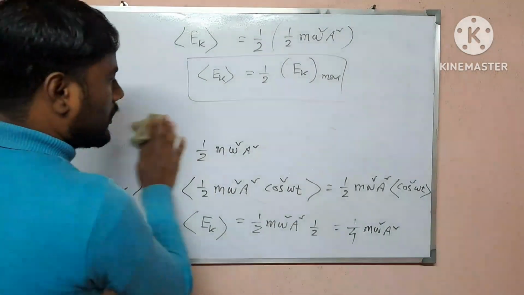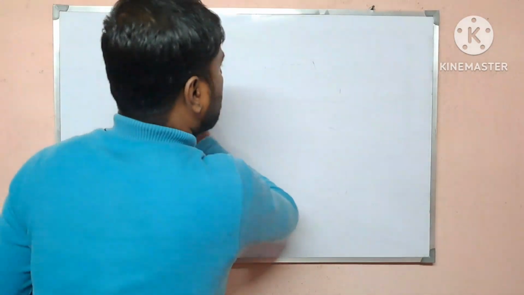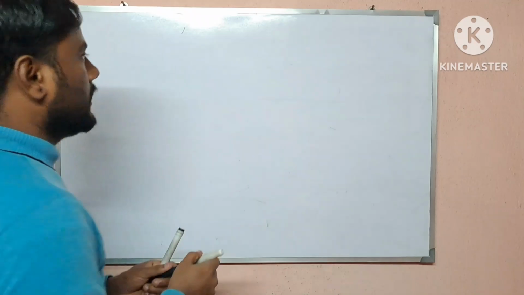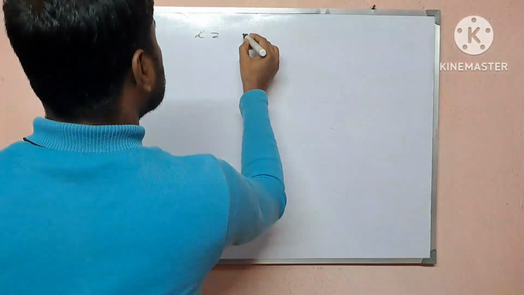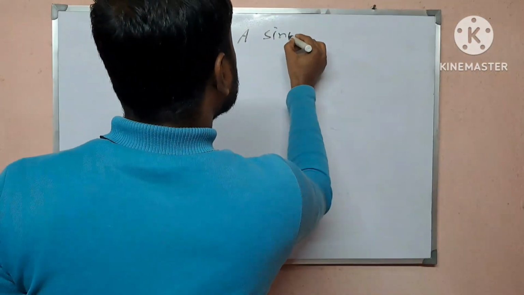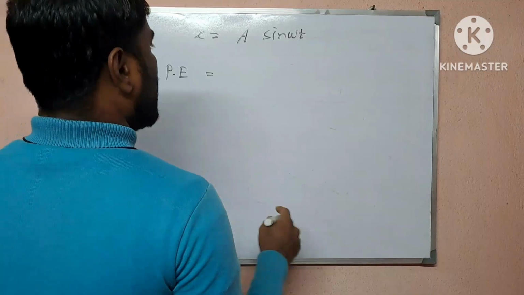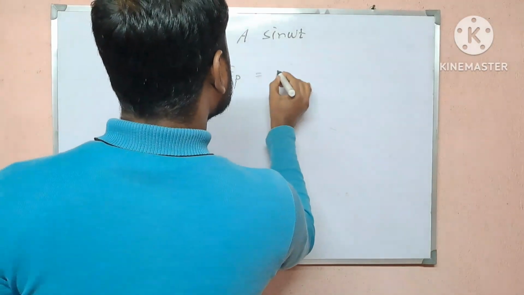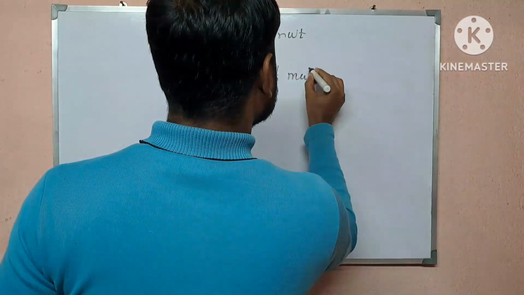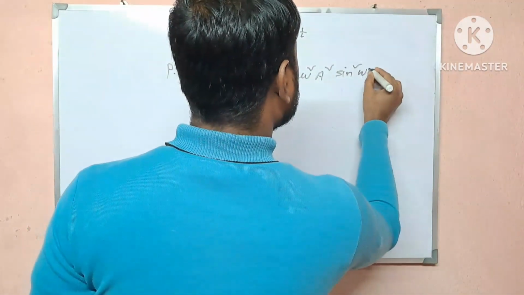Similarly, one can calculate the relation for potential energy. As I just told, let the displacement of a particle executing SHM be given by x equal to a sine omega t. Considering that m is the mass of the particle, its potential energy EP will be half m omega square a square sine square omega t.